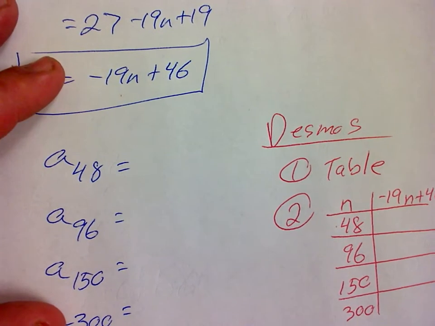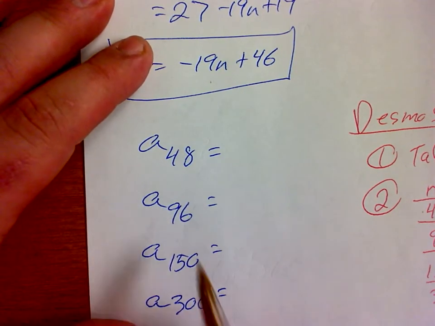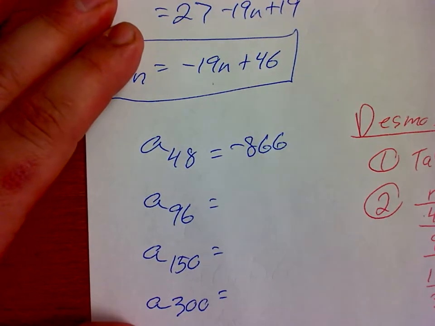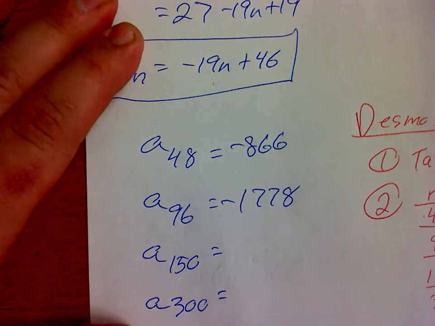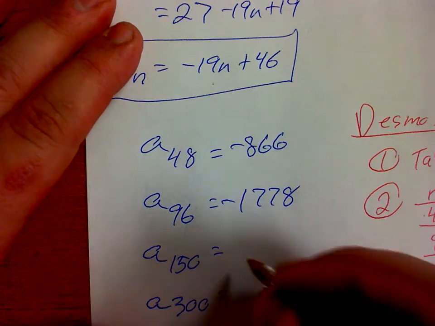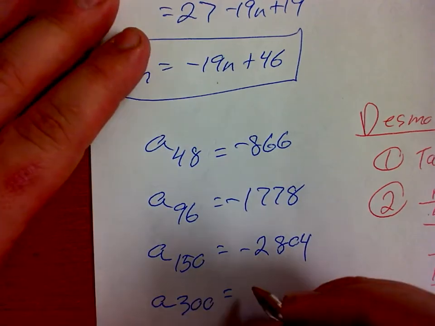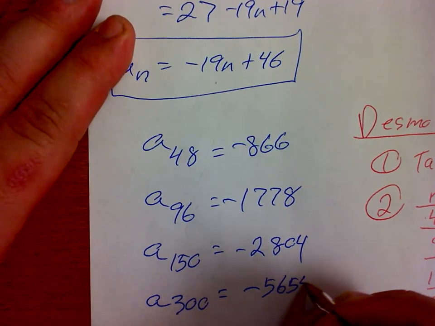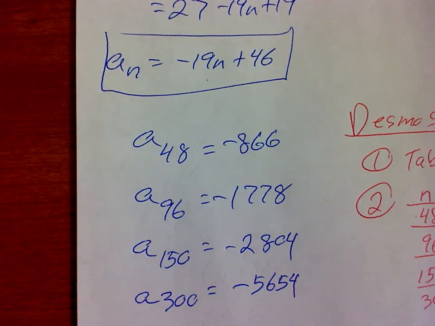In which case, those values ended up being, for the 48th term, that term was negative 866. For the 96th term, that was negative 1,778. For the 150th term, that was negative 2,804. And for the 300th term, that was negative 5,654.